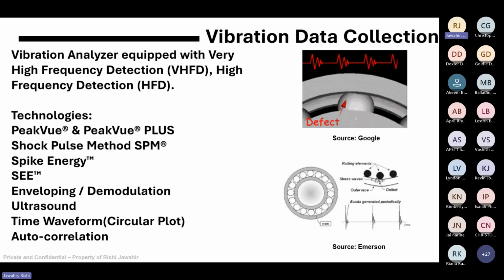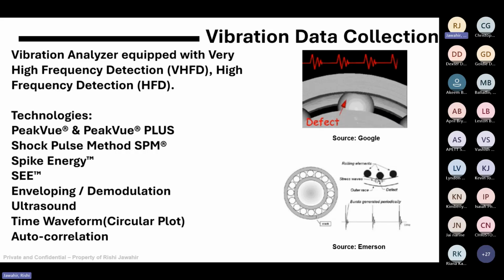So some of the techniques or technologies used: VHFD, very high frequency detection. All right, HFD, high frequency detection. Some of the technologies, especially for early stages of bearing wear, we can use ultrasound. All right, we could use ultrasound analysis for detection. So we mentioned before that early stages of bearing wear, stage 1, happen in a 20 to 25 kilohertz range, and that is really the ultrasonic range.